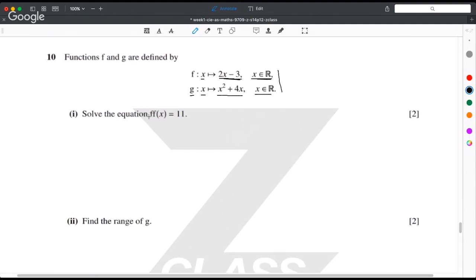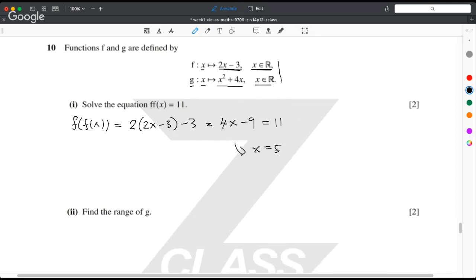So they want us to solve the equation f of f of x equals 11. So you're just applying the formula twice. That means that wherever you see x, you take f of x, which is 2x minus 3, and plug it back in. So this will be 2 times (2x minus 3) minus 3, which is 4x minus 9, and we're told this is equal to 11. So straightforwardly, that means that x is equal to 5.